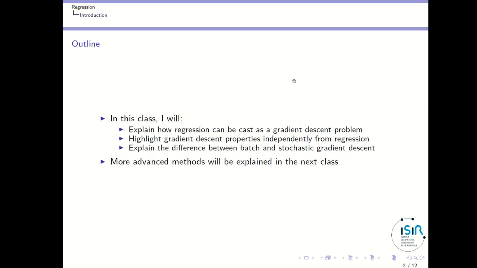First, I will explain how regression can be cast as a simple gradient descent problem. Then I will highlight a few gradient descent properties independently from the context of regression. I will just explain the maths of gradient descent. And then finally I will explain the differences between batch gradient descent and stochastic gradient descent.